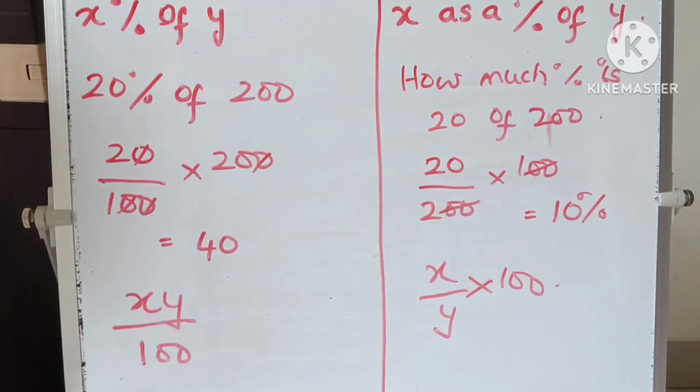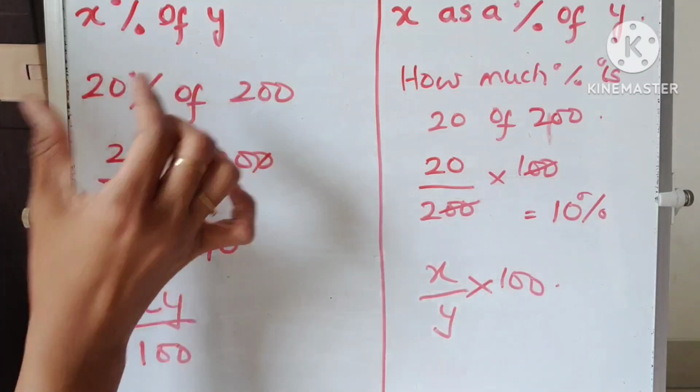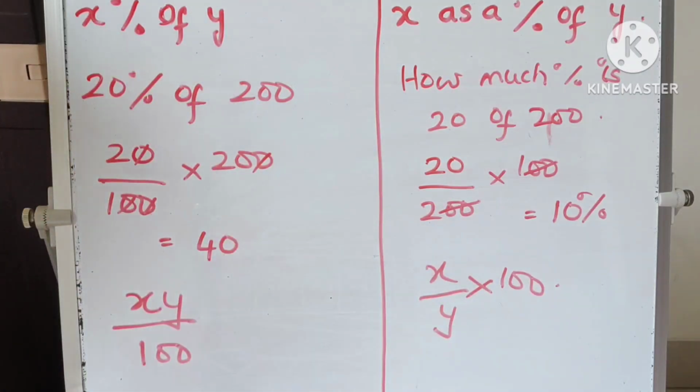X% of y is easy to remember. xy by 100. So, automatically, if there is a question that asks you something as a percent, it is the other one which is x by y. So, it is either xy or x by y. Don't try to remember both and end up mixing them up. So, x% of y is xy by 100. X as a percent of y is x by y into 100.